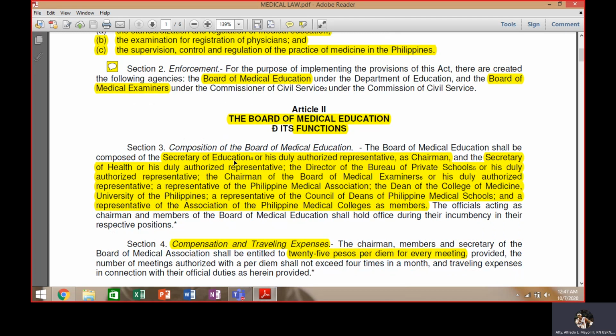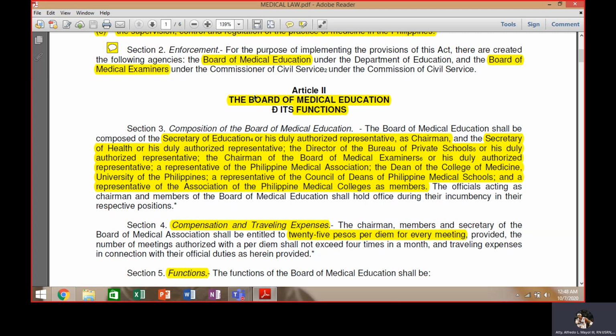Now let's move to Article 2, the Board of Medical Education and its function. Section 3, composition of the Board of Medical Education. The Board of Medical Education shall be composed of the following: the Secretary of Education or his duly authorized representative as chairman. Next is the Secretary of Health or his duly authorized representative, and the director of the Bureau of Private Schools or his duly authorized representative.